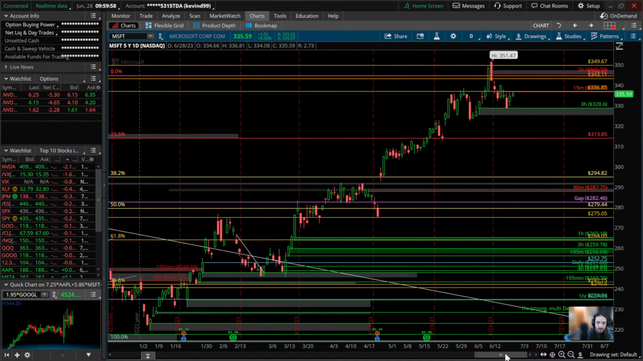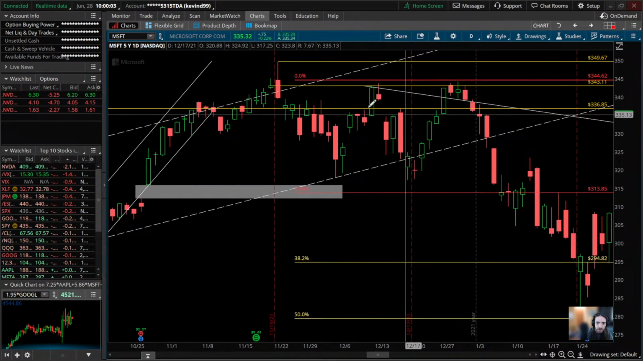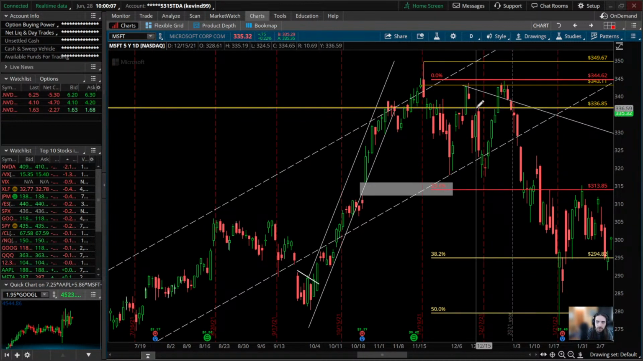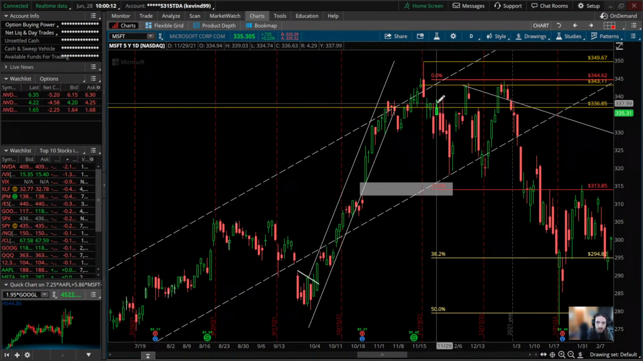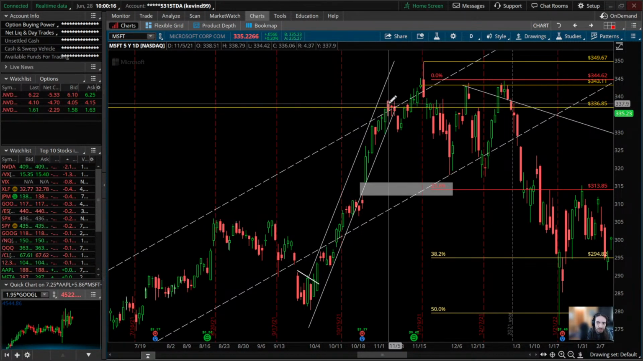this 336.85 level. If we go back to when Microsoft was in these highs, look, this was a resistance, a whole lot of resistance. See all these wicks trying to break through it, and it failed. So that tells me this is a strong area.